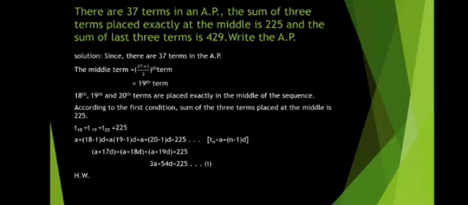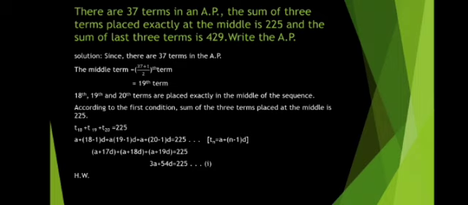Now we want the three terms placed exactly at the middle. So what we'll do? We'll take one term before 19 and one term after 19, that is 18 and 20. So the 18th, 19th and 20th terms are placed exactly in the middle of the sequence. Now the condition is what? According to the first condition, the sum of the three terms is 225. That is T18 plus T19 plus T20 is equal to 225.